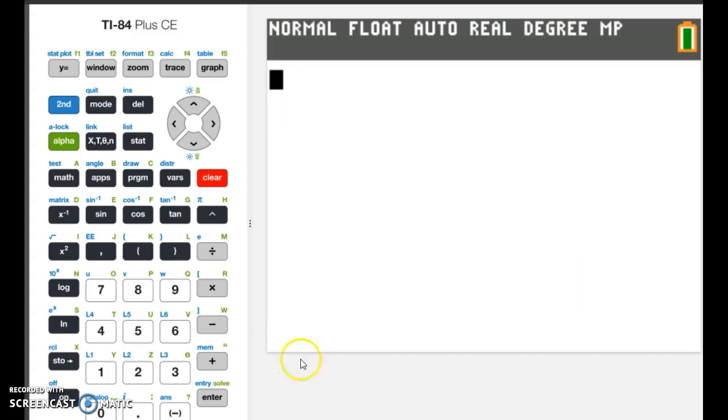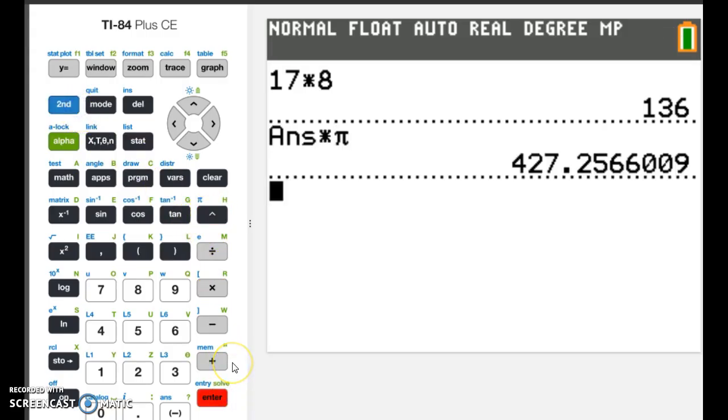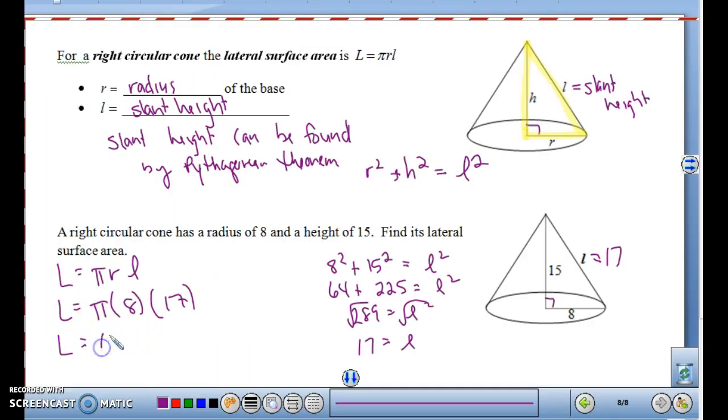So using our formula, pi times r times l that we just found, put that in your calculator. 17 times 8 is 136, and then multiply that by pi, and you get 136 pi, which is approximately 427.2566. And since this is area, this would be in square units. Okay, so that's in pi terms, and that is in area terms. So that is how you find lateral area of that cone.